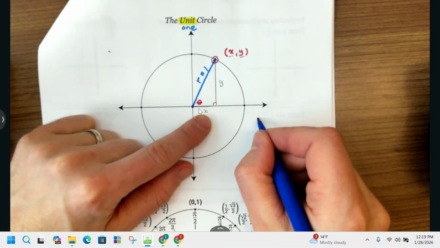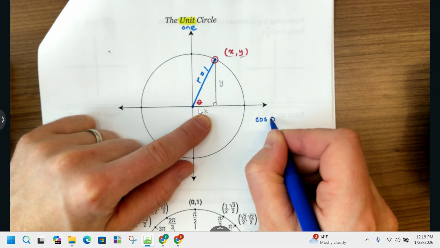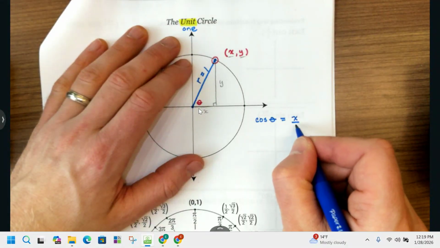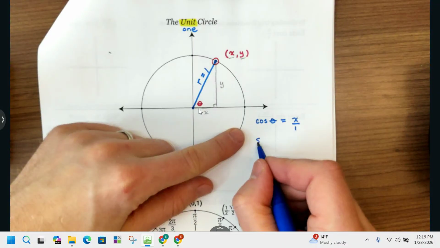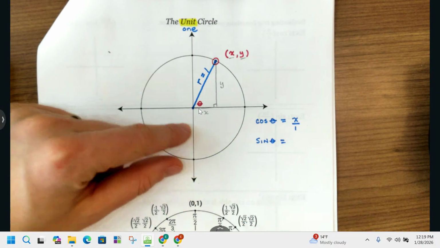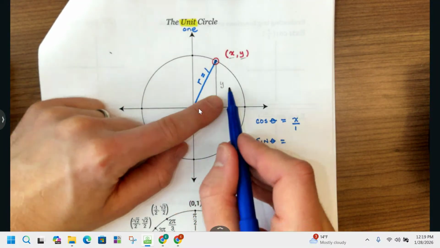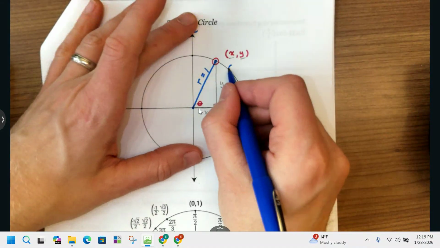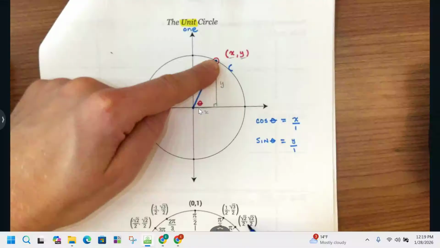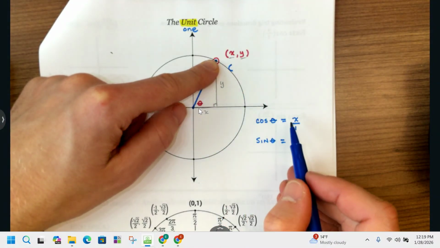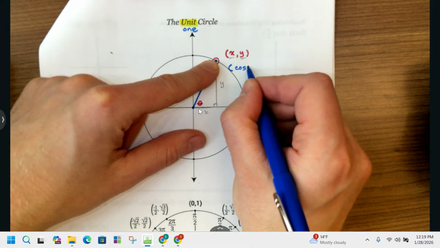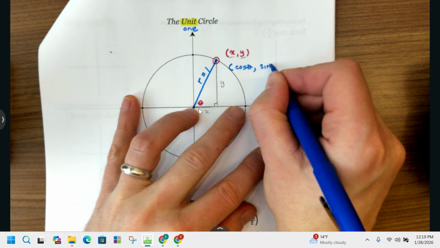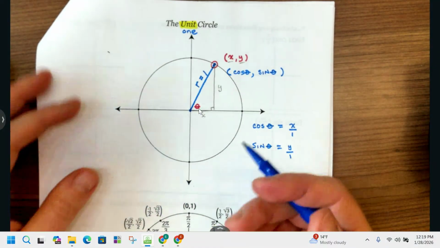Therefore, the cosine of the angle would be equal to the adjacent over the hypotenuse, which is x over 1, and the sine of the angle would be equal to the opposite over the hypotenuse, which is y over 1. So in other words, the x value of this point right here on the unit circle is just equal to the cosine of the angle. And the y value is just equal to the sine of the angle. There's the unit circle.